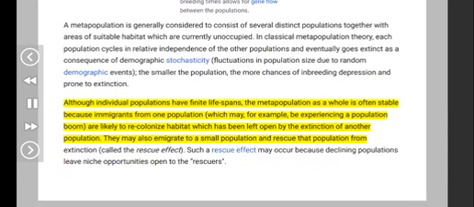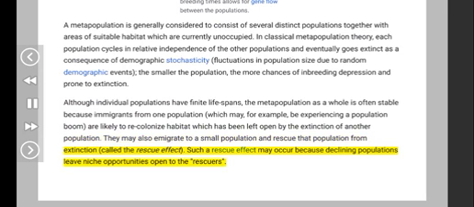Although individual populations have finite lifespans, the metapopulation as a whole is often stable because immigrants from one population, which may, for example, be experiencing a population boom, are likely to recolonize habitat which has been left open by the extinction of another population. They may also emigrate to a small population and rescue that population from extinction, called the rescue effect.